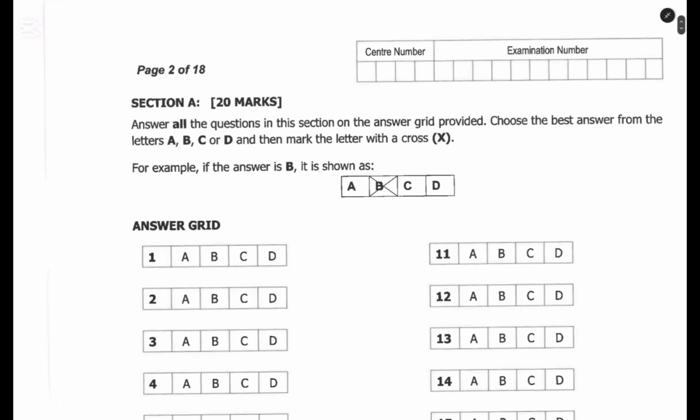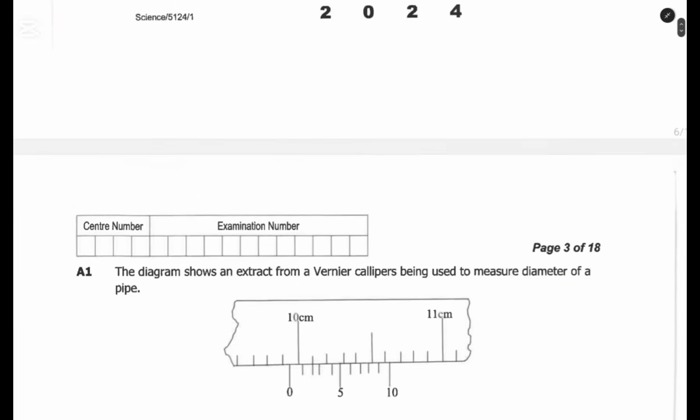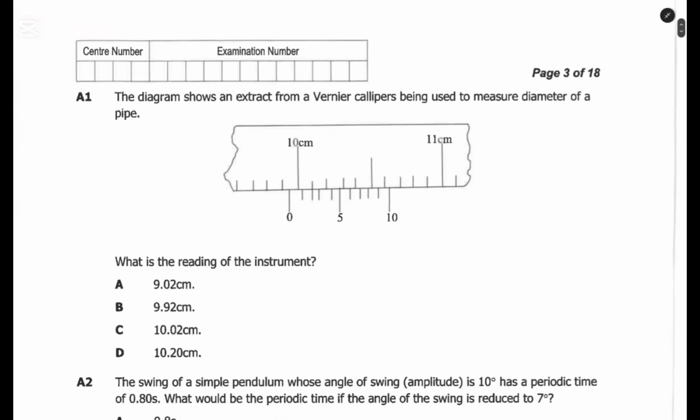The multiple choice first section is 20 marks, and you need to choose the answers. The first question was this one: The diagram shows an extract from a Vernier calipers being used to measure the diameter of a pipe. What is the reading of the instrument?